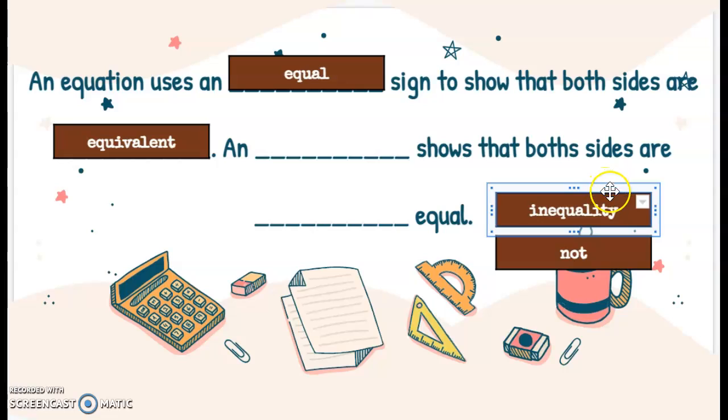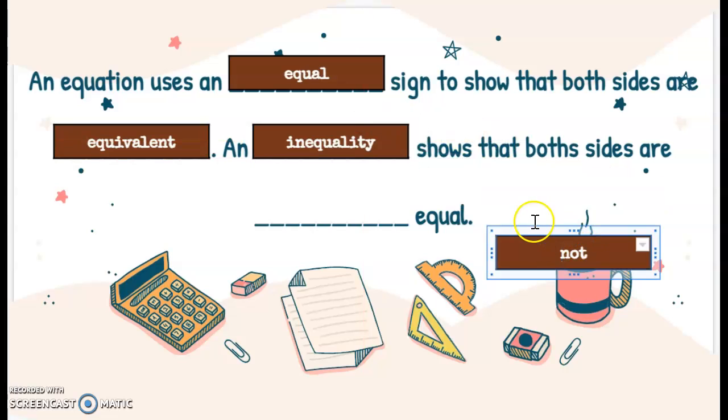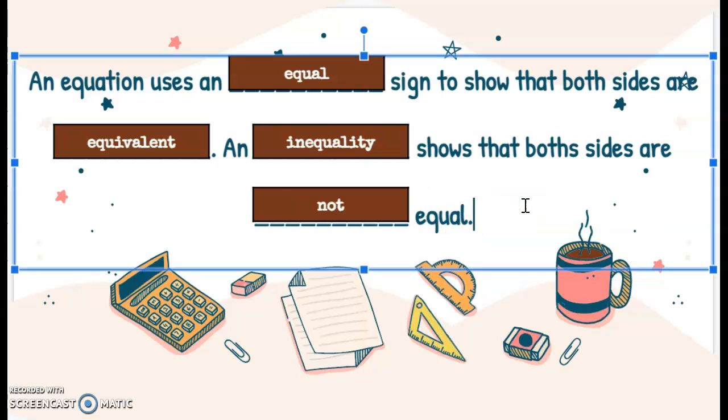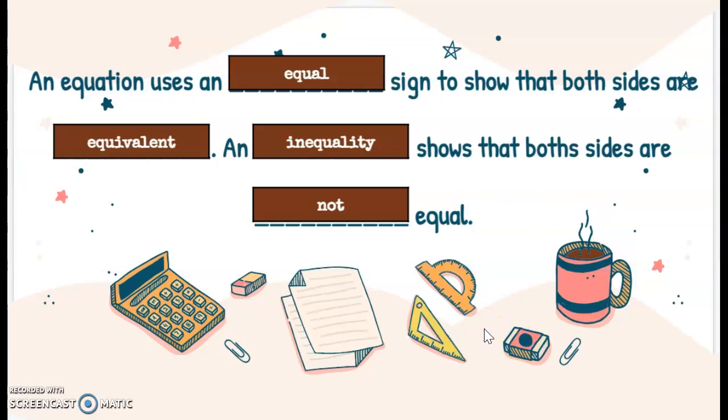Now, an inequality shows that both sides are not equal. Now, what exactly does that mean? Well, how can we actually solve a problem when it's not equal? Well, this introduces us to looking at things that are greater than, less than, possibly greater than or equal to, or less than or equal to. Those words we're going to see how it all kind of shapes out in the next slides.